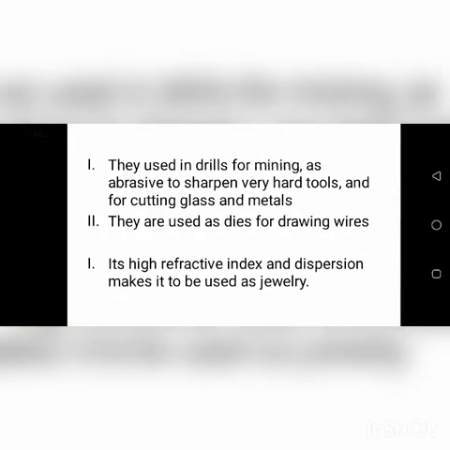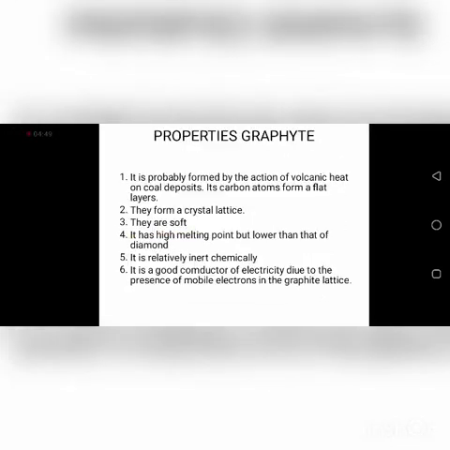They are used in drills for mining, as abrasives to sharpen very hard tools, and for cutting glass and metals, because they are very hard substances. They are also used as dies for drawing wires. Its high refractive index and dispersion make it useful as jewelry. So these are the uses of diamond.